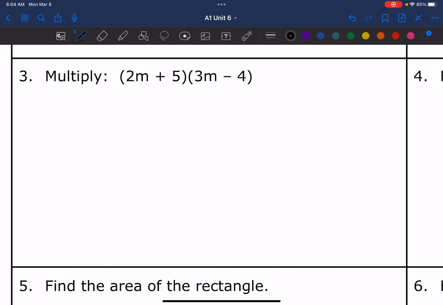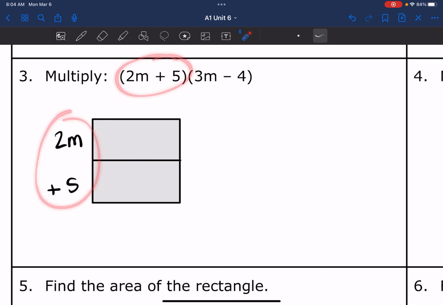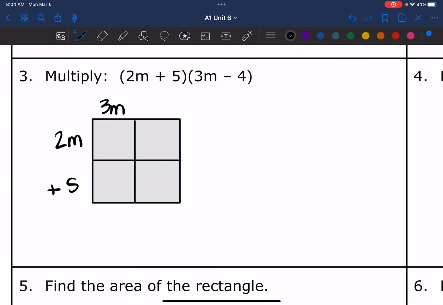Box method is, you have to draw the box. I'm going to make it have 2 rows because that first binomial has 2 terms. So I'm putting that 2m plus 5 here down the side. And then it also needs to have 2 columns because the second binomial has 2 terms. So 3m minus 4.